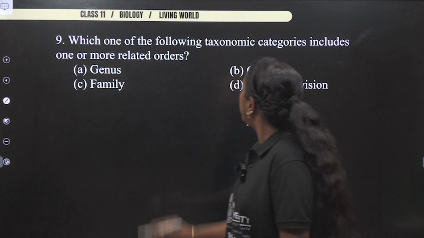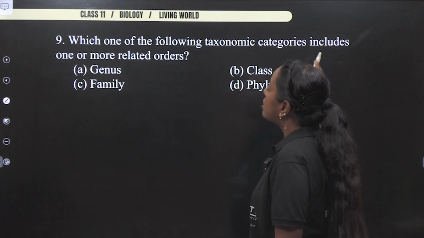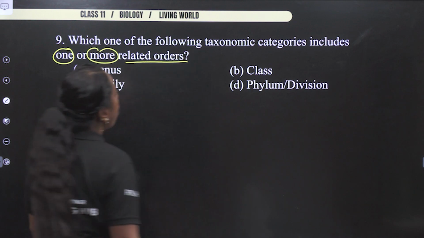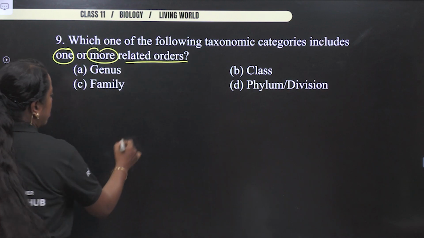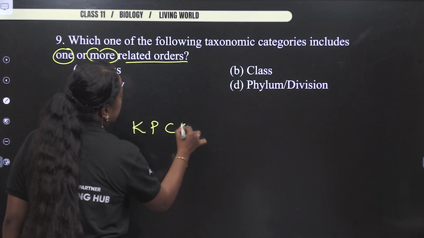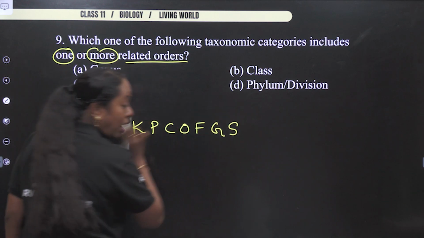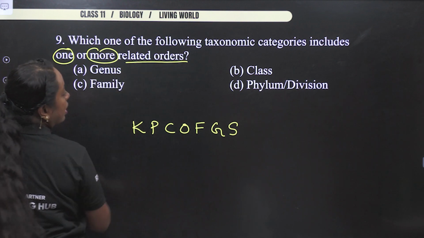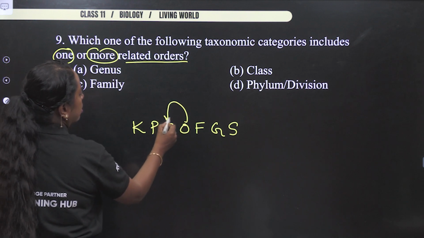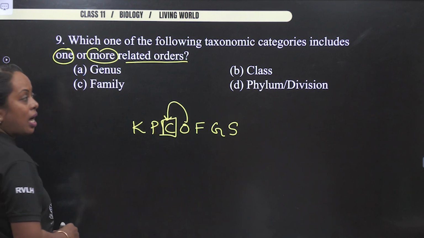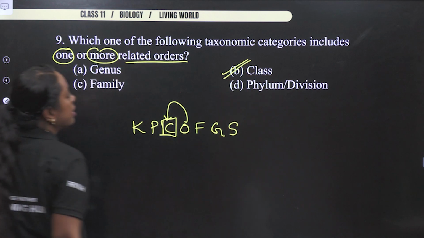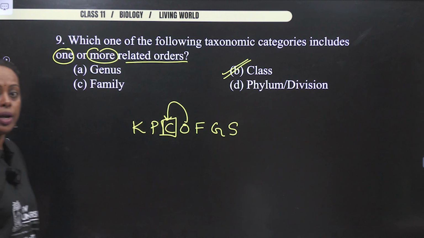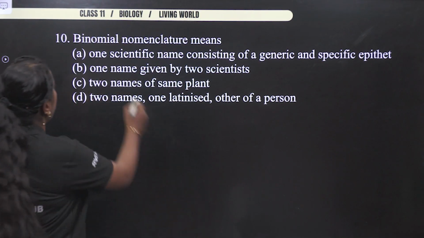Next. Which one of the following taxonomic categories includes one or more related orders? One or more related orders. Same thing, I will write each and every time because I don't want to lose marks here. So, one or more related orders. So then it becomes what? Class. So the answer becomes option C. So I hope you're following how I'm finding out the answer for these kinds of questions. Okay? Next question.